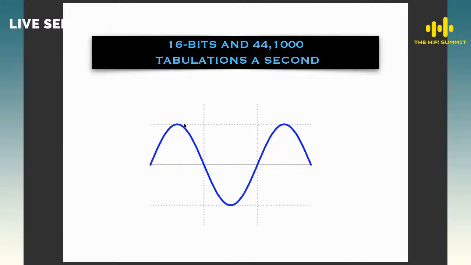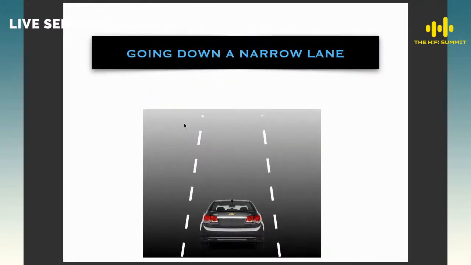And if you have 16 bits and the clock ticks 44.1 thousand times a second, I have an extra 0 there, sorry about that, you can create a virtually perfect wave. This is what we were told originally, and it actually is true. But it's only true if everything is perfect.